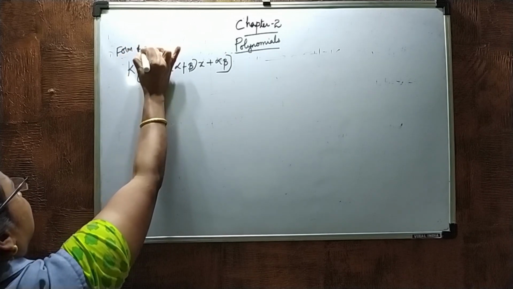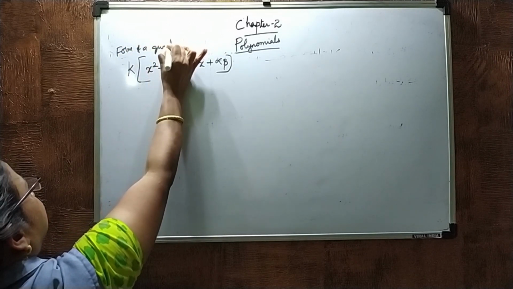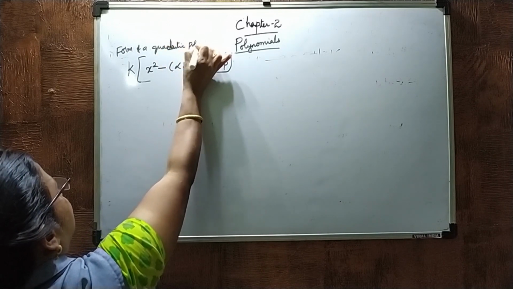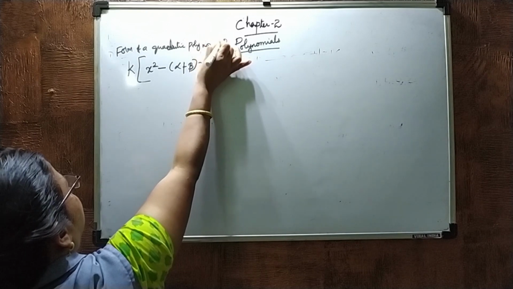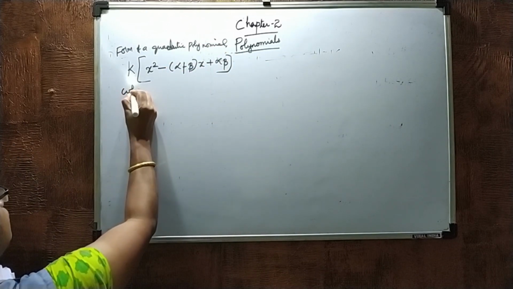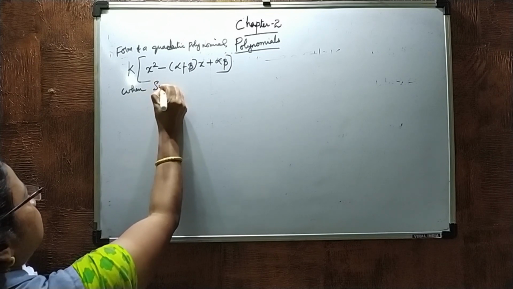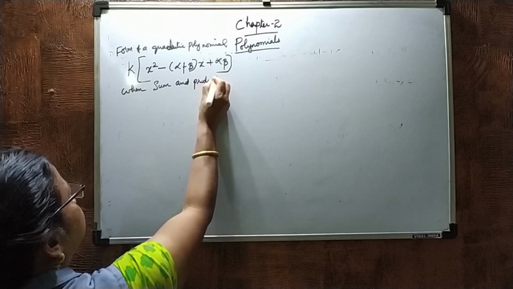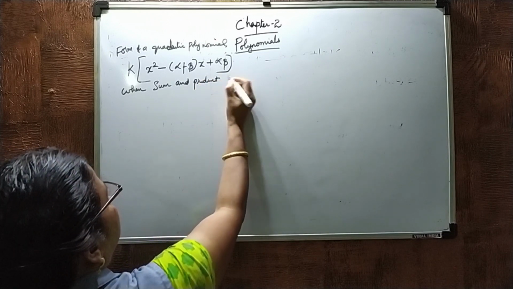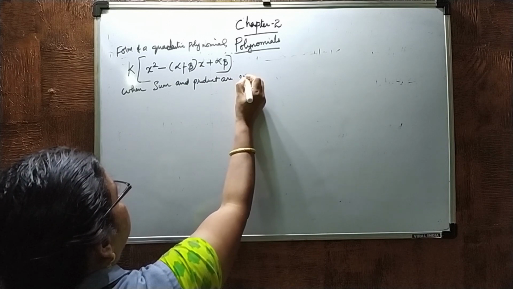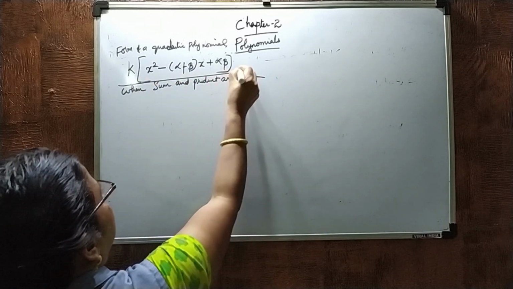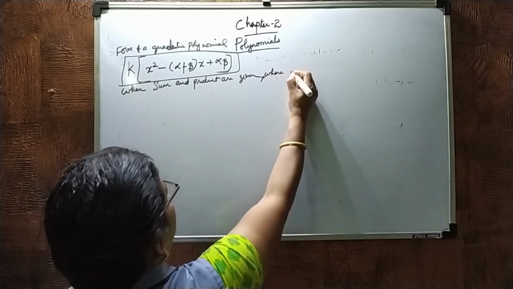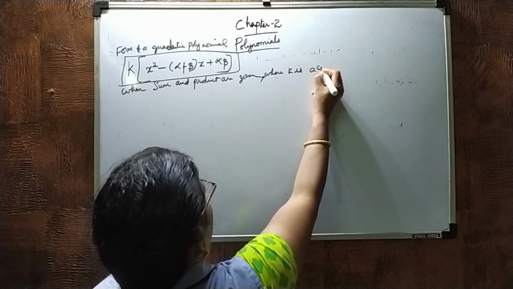Form of a quadratic polynomial when sum and product are given. And k is a constant, where k is a constant.